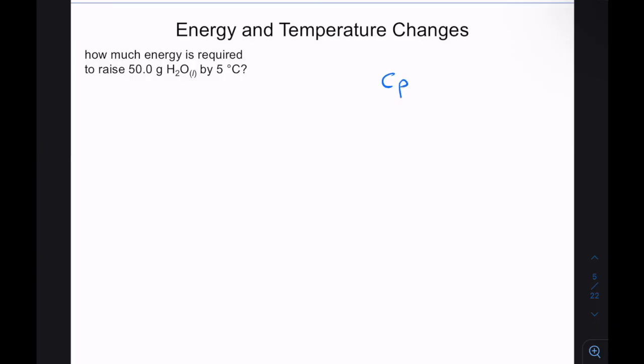So once again, here's the specific heat capacity, C sub P. And for water, that's 4.184 joules per gram degree Celsius. We'll be looking at that in a moment. But the units of this, once again, are joules per gram degree Celsius. This is what dictates the transfer of energy, how much.